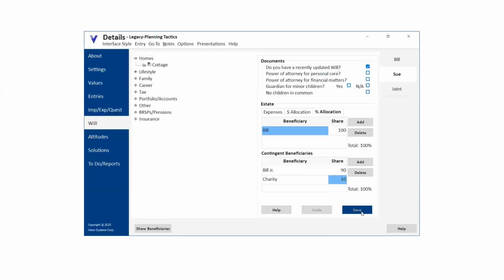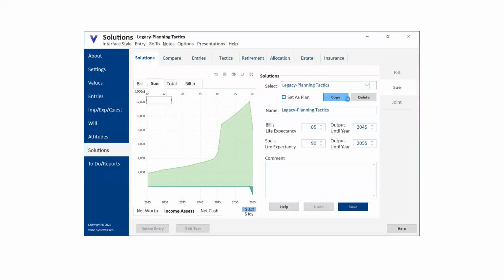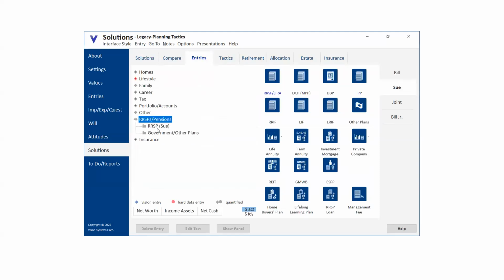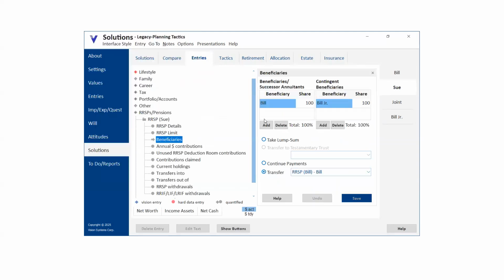The other thing that we need to look at is specific assets that are not included in that charitable tactic. And these are things like beneficiaries for RSPs. In other words, instead of Bill or Bill Jr., selecting the charity as being the beneficiary of an RSP.